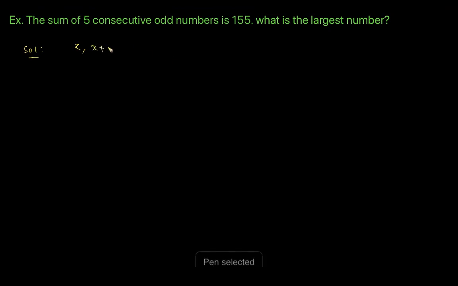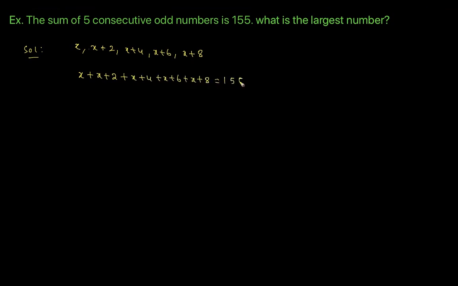So there should be a difference of 2: x, x plus 2, x plus 4, x plus 6, x plus 8. These are the 5 consecutive odd numbers. If I sum them, the sum is 155. So 5x plus 2, 4, 6, 12, 20, equals 155. Then 5x equals 135, so x equals 27.